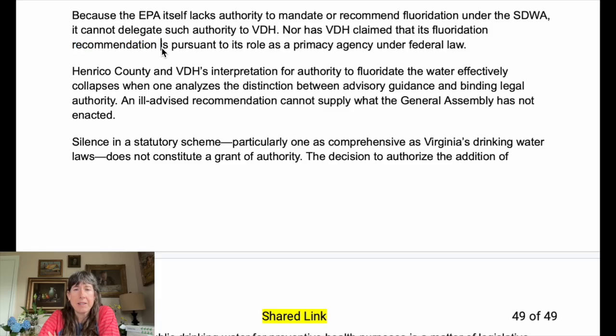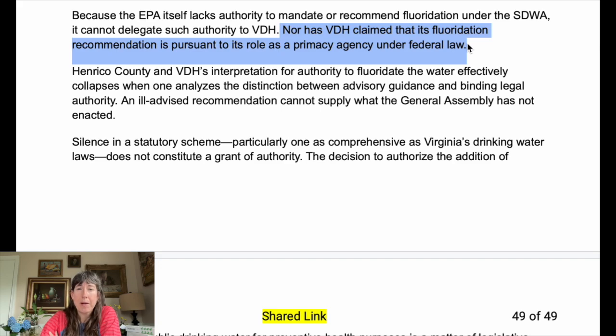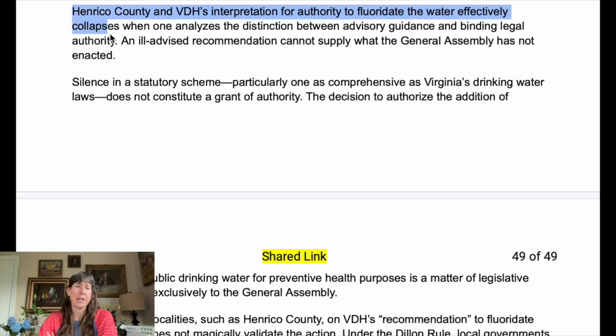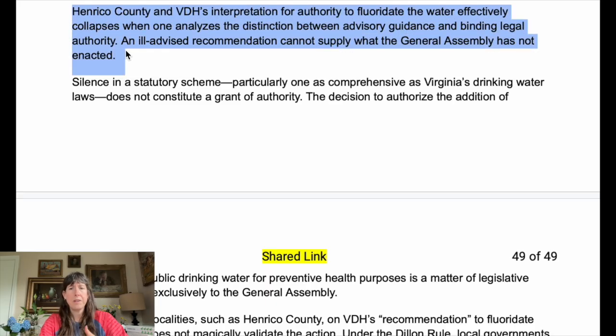Nor has VDH claimed that its fluoridation recommendation is pursuant to its role as a primacy agency under federal law. In other words, with this recommendation they're not saying they have the authority to recommend it under the Federal Safe Drinking Water Act as their primacy role. They're claiming they can recommend it under the Virginia General Assembly.